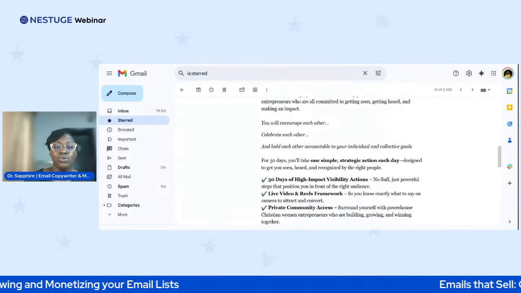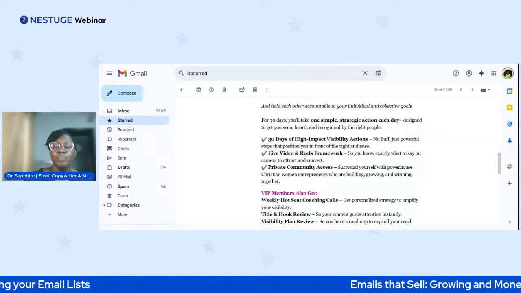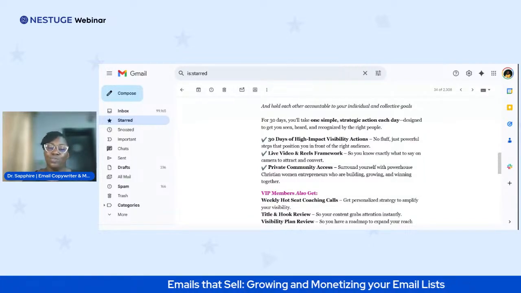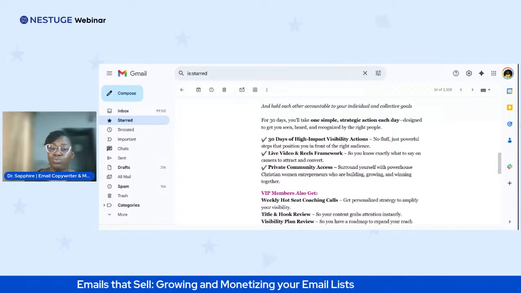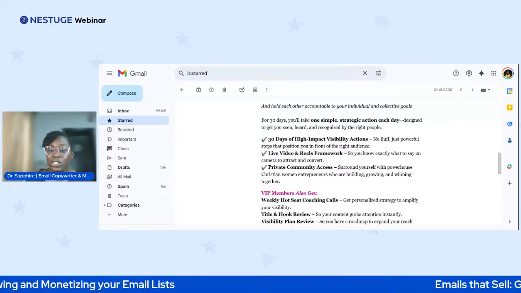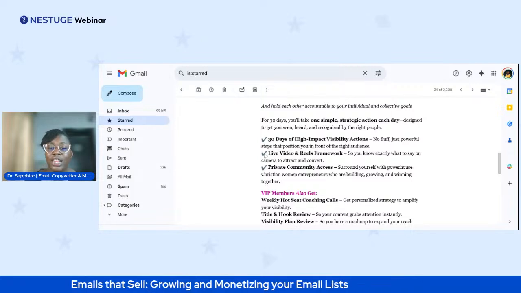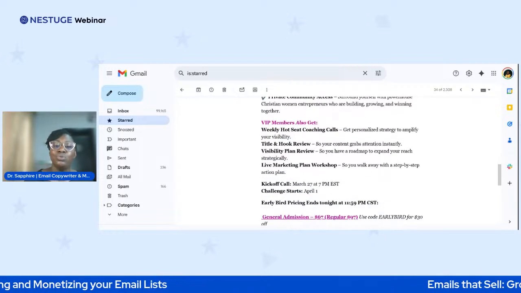And then she goes into reinforcing that because she wants to give you the call to action. She wants to make the sale. So after talking about the transformation, she's bringing in the offer, and then she's going for the sale. So she now says for 30 days, you will get high impact visibility actions, live video reels framework, private community access. VIP members also get this.